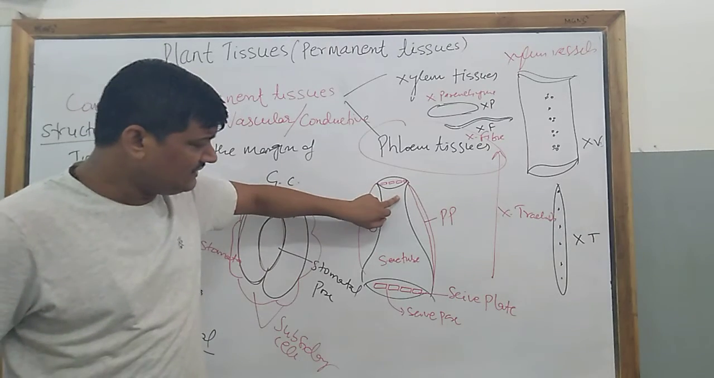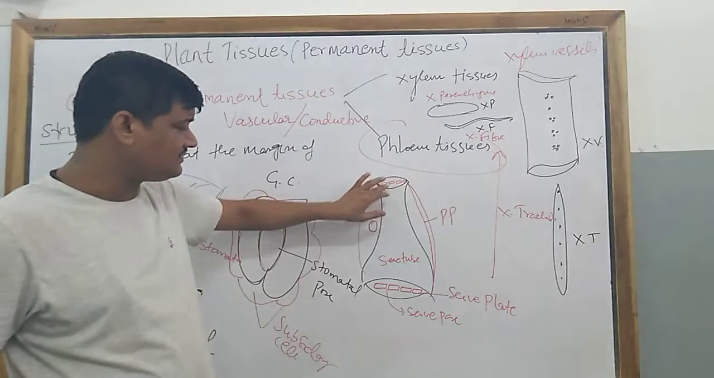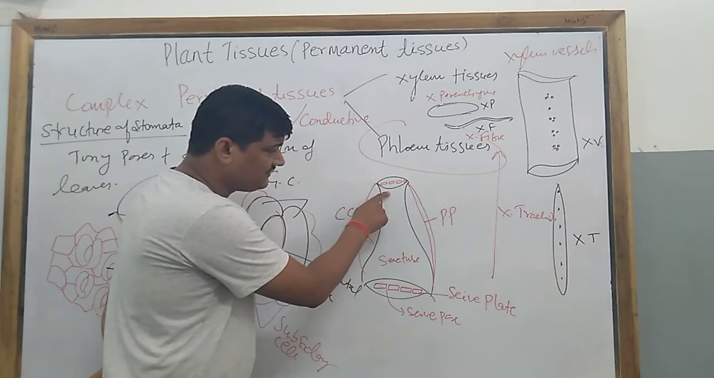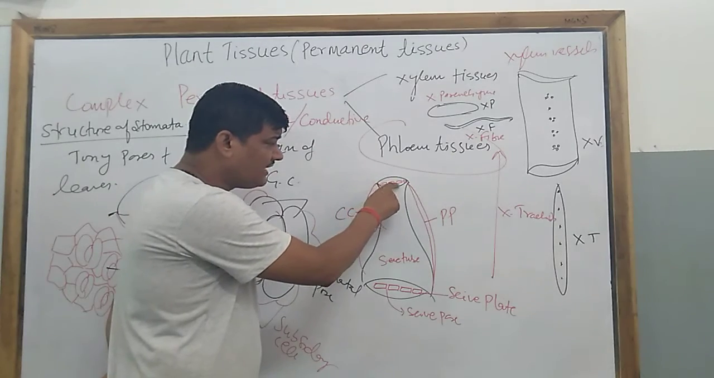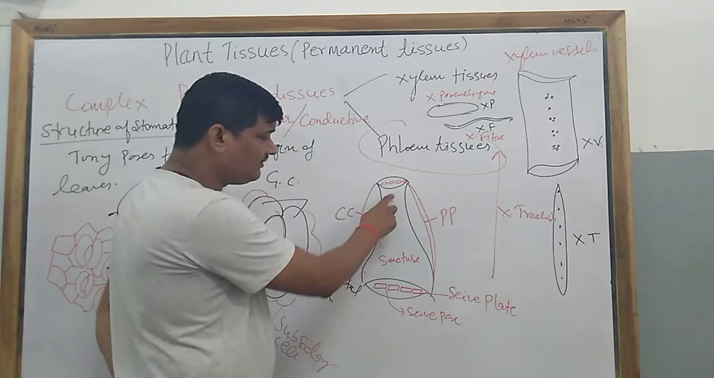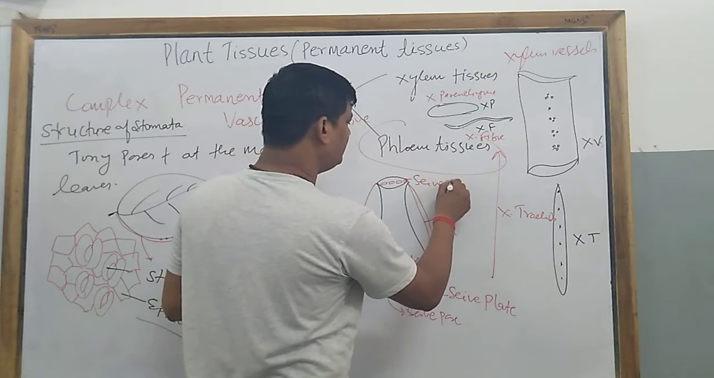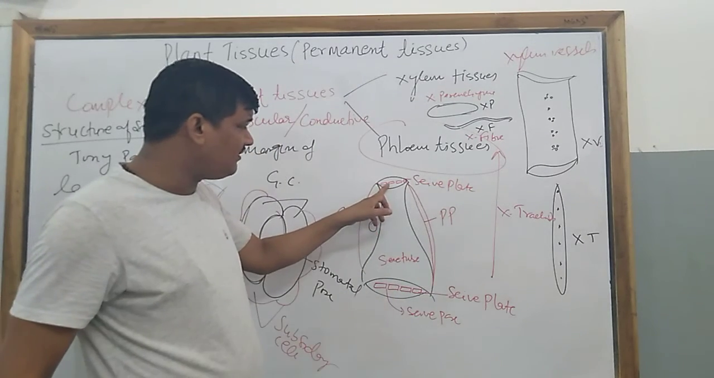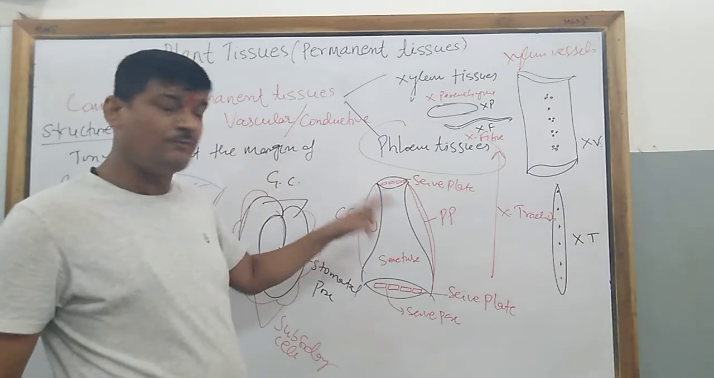Now in the structure you can see that it is a long tube-like cell structure. This is the tip, that is the terminal portion. You can see the terminal portion having some block-like structures. Those are called sieve plates. Now the sieve plate has some small gaps, that are called sieve pores.